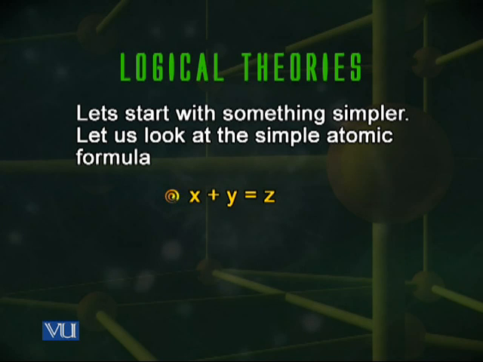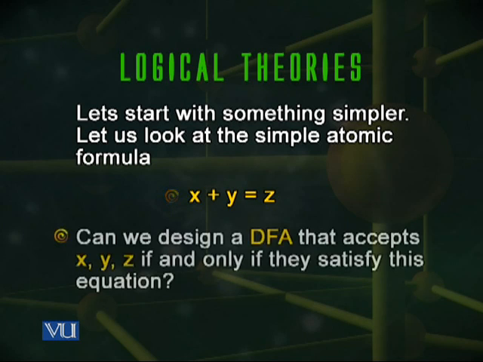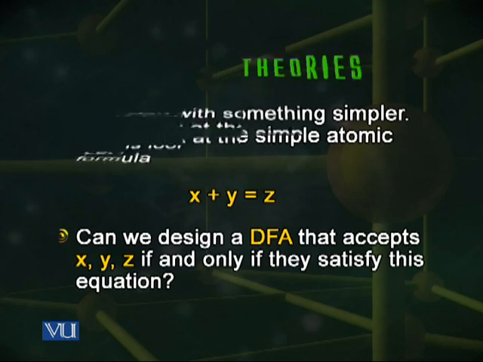So we have a formula x plus y equals z. Can we design a DFA that accepts x, y, z, or some suitable encoding of them, if and only if they satisfy this equation? So we have a simple equation x plus y equals z, and what we want to do is design a deterministic finite automaton, not a Turing machine, but a DFA, which will accept strings that encode x, y, and z such that x plus y equals z.